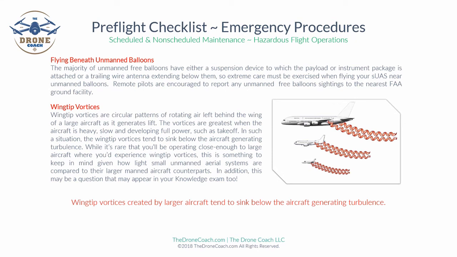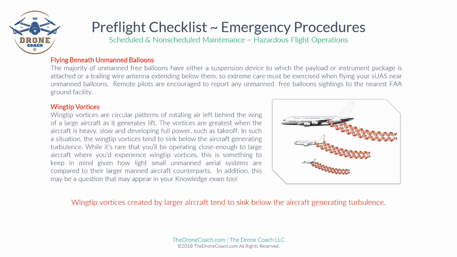Wingtip vortices are circular patterns of rotating air behind the wing of a large aircraft as it generates lift. These vortices are greatest when the aircraft is heavy, slow, and developing full power, such as during takeoff. Now, in such a situation, the wingtip vortices tend to sink below the aircraft, generating turbulence.